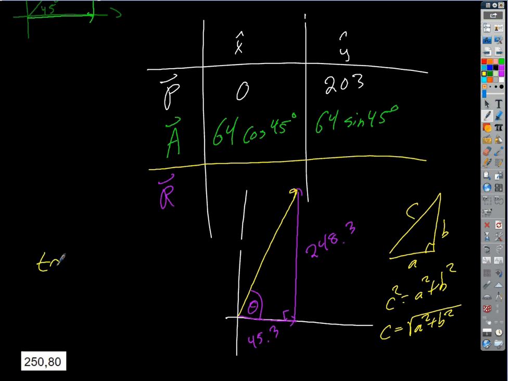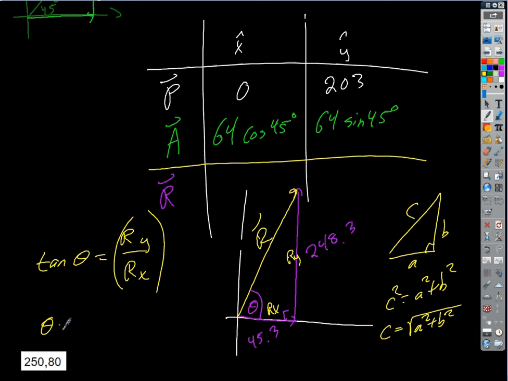So we'd end up with tangent theta equals that ratio, right? We'll just call that r sub y over r sub x. If this is r, that's r sub y and r sub x, right? And so to find theta, I'm just going to inverse tangent or arc tangent both sides, right? So theta would just equal the arc tangent, I'll write it this way this time, of r sub y over r sub x, right?